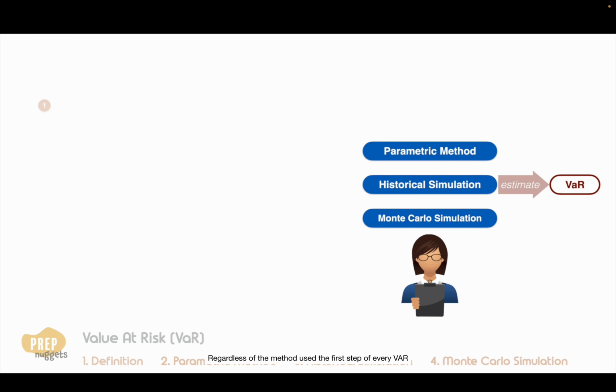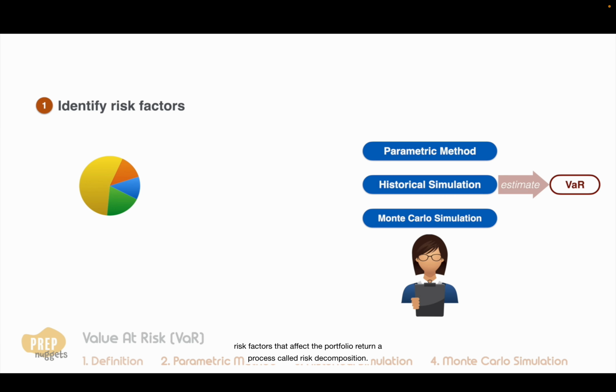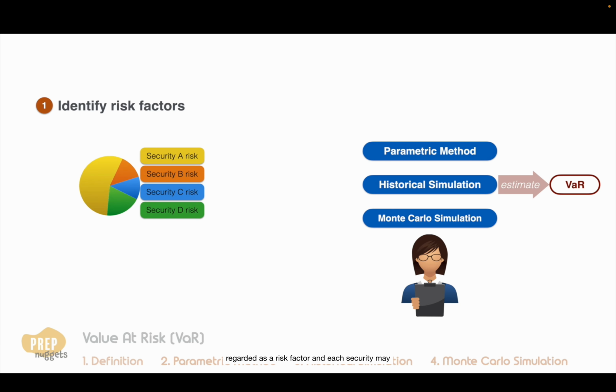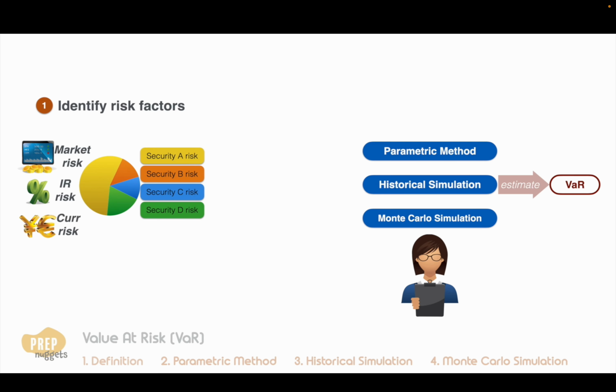Regardless of the method used, the first step of every VaR calculation is to identify the set of risk factors that affect the portfolio return, a process called risk decomposition. Each security in the portfolio can be regarded as a risk factor, and each security may be affected by a number of risks, like market risk, interest rate risk, or currency risk. So for a typical portfolio, there could be many risk factors to consider.